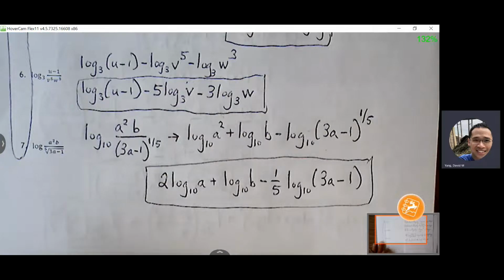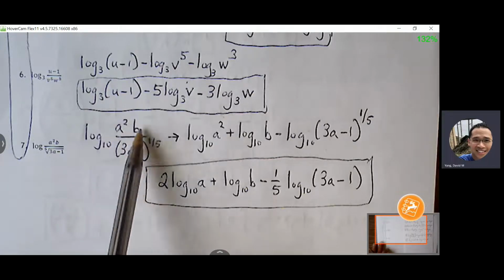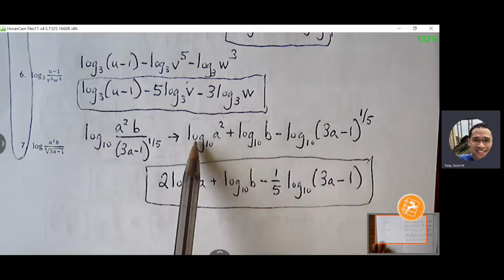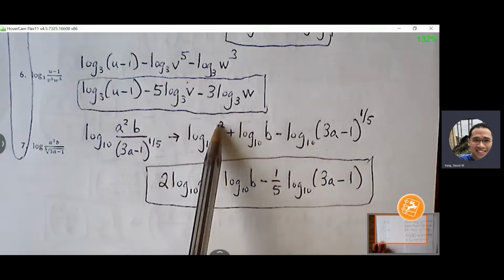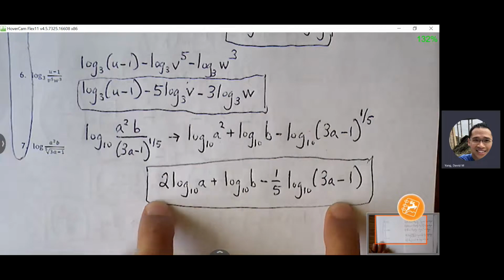Okay, any questions with page 8? Now, let me recap the steps here for number 7. So notice number 7, we're expanding. We're using product or quotient property to separate each of the terms. And then we're going to bring all the exponents down if possible. Okay, so this is the expanded form.